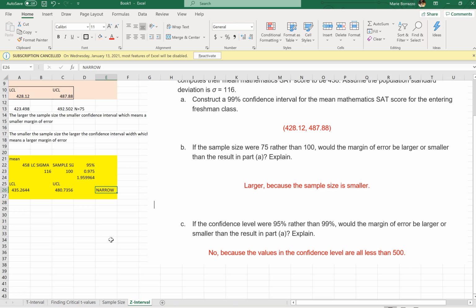I like how they say larger or smaller, and then they say no. So it does become more narrow, basically. And you can tell by just numerically what's happening in there. All right, so let me leave you with this question.